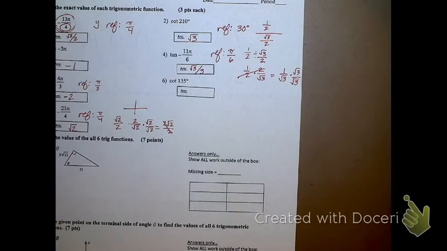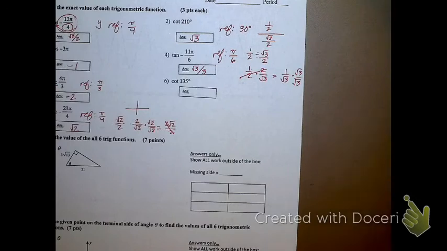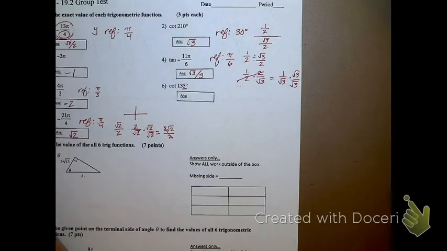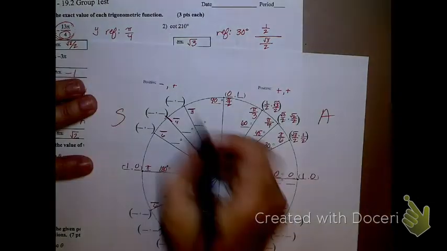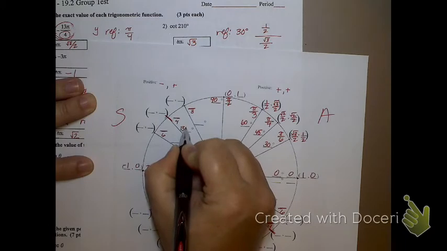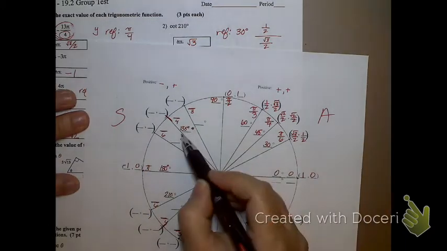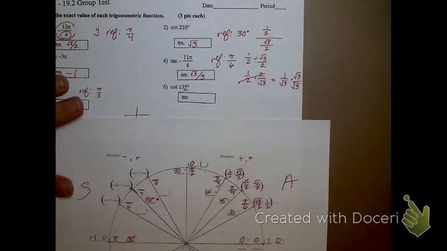All right, cotangent of 135. 135 ends in a 5. My guess is then it's a 45-degree reference angle. Where's 135? Happens to be right here. 135 degrees. So yes, it does have a 45-degree reference.